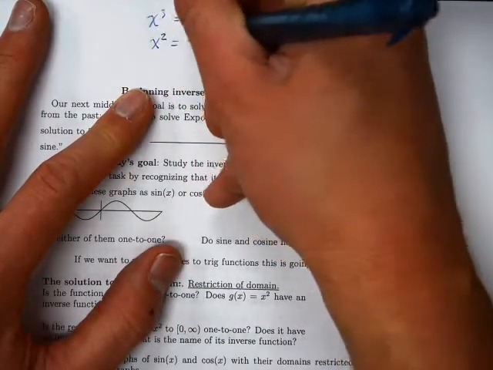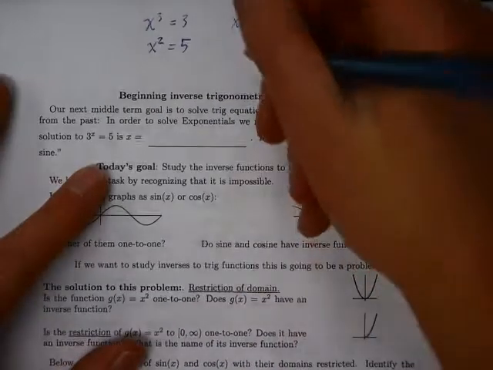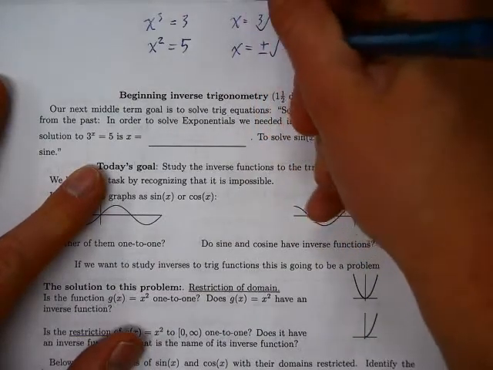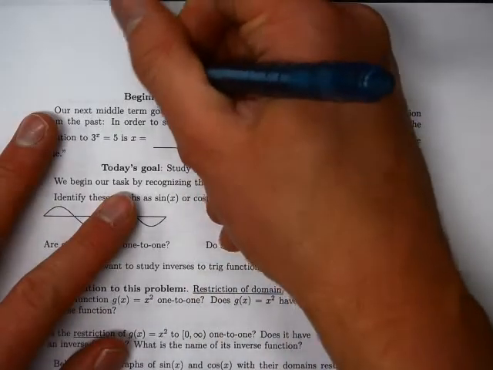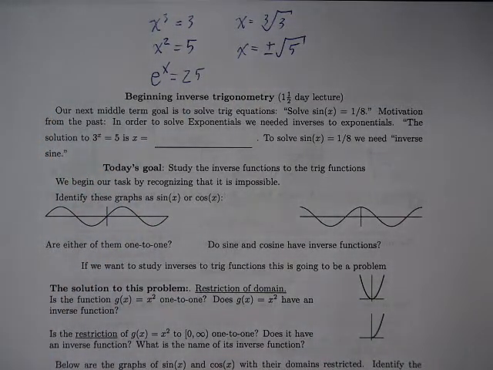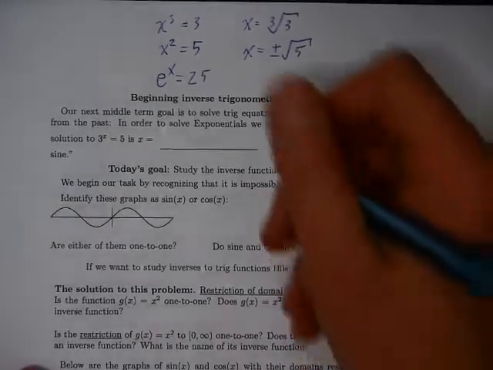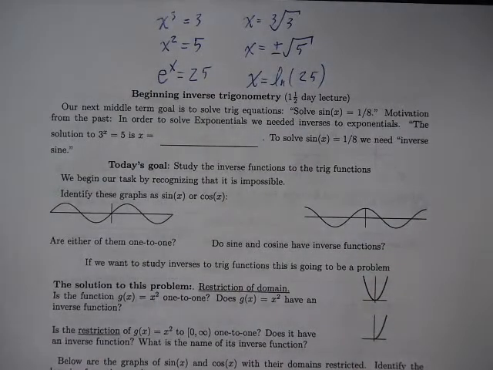What if I asked you to solve x squared equal to 5? We have a function that undoes squaring, except it doesn't really undo squaring. It's off by a plus or minus sign. What if you wanted to solve something that looked like e to the x equal to 25? What's the solution to that? Right? And that's why we introduced the natural logarithmic function. We wanted to undo exponentials.